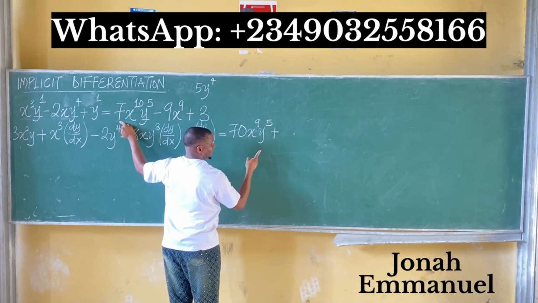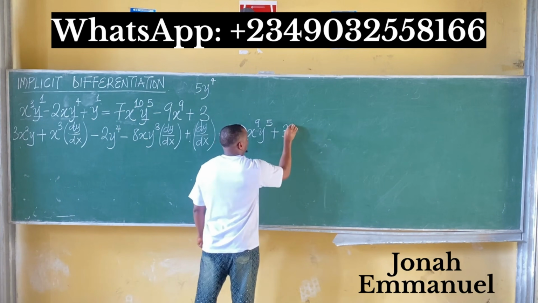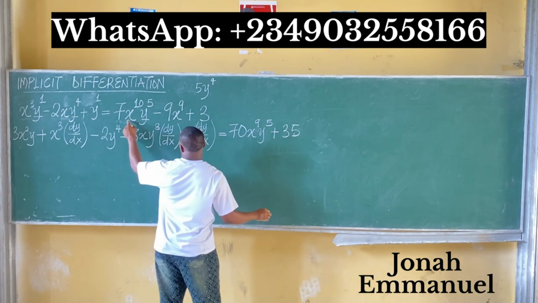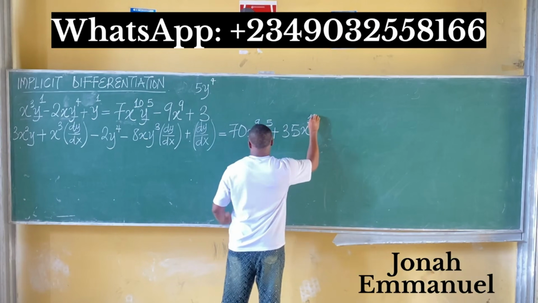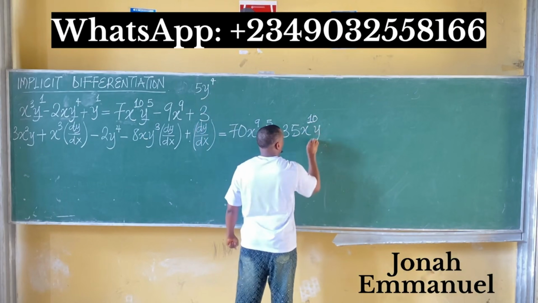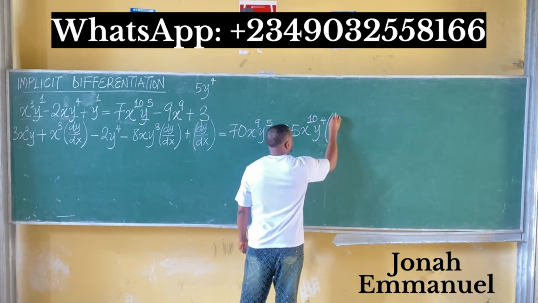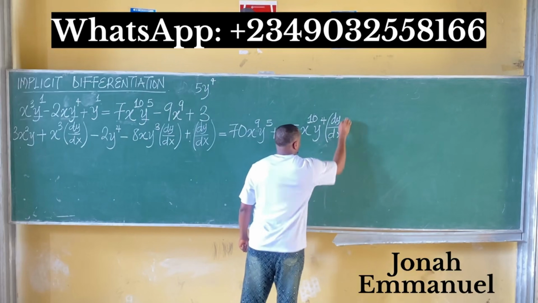The sign there is plus, right? So you have what there? 35 into what there? x to the power 10, and then y to the power 4. Add what there? Add dy/dx.